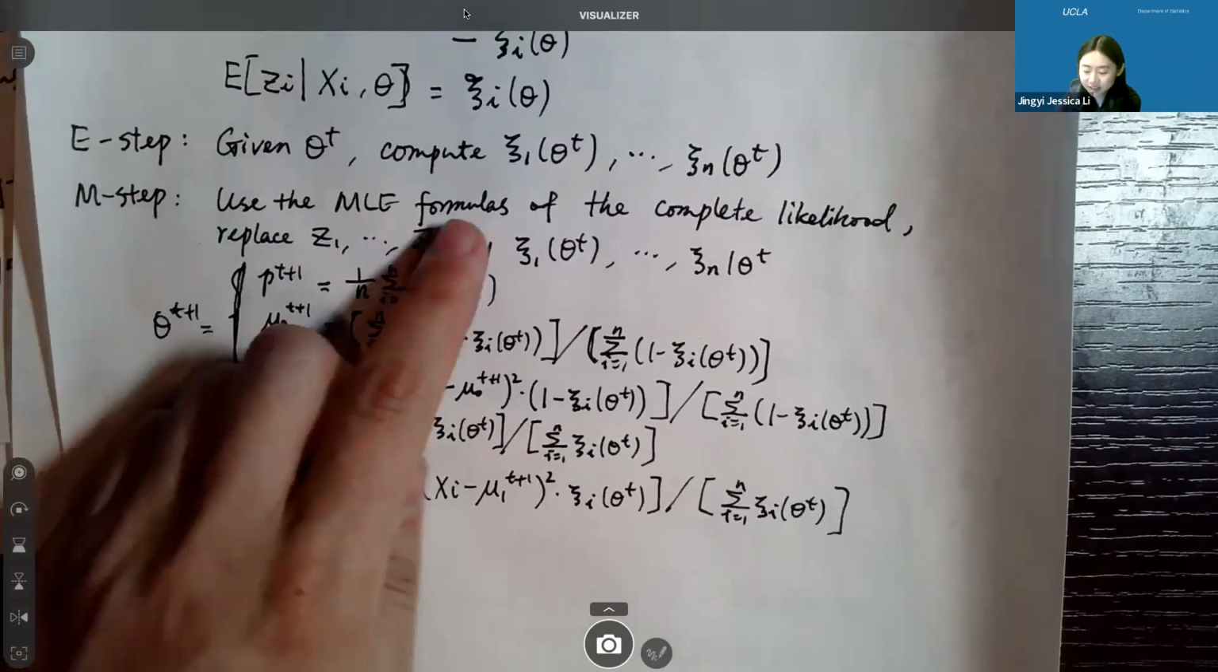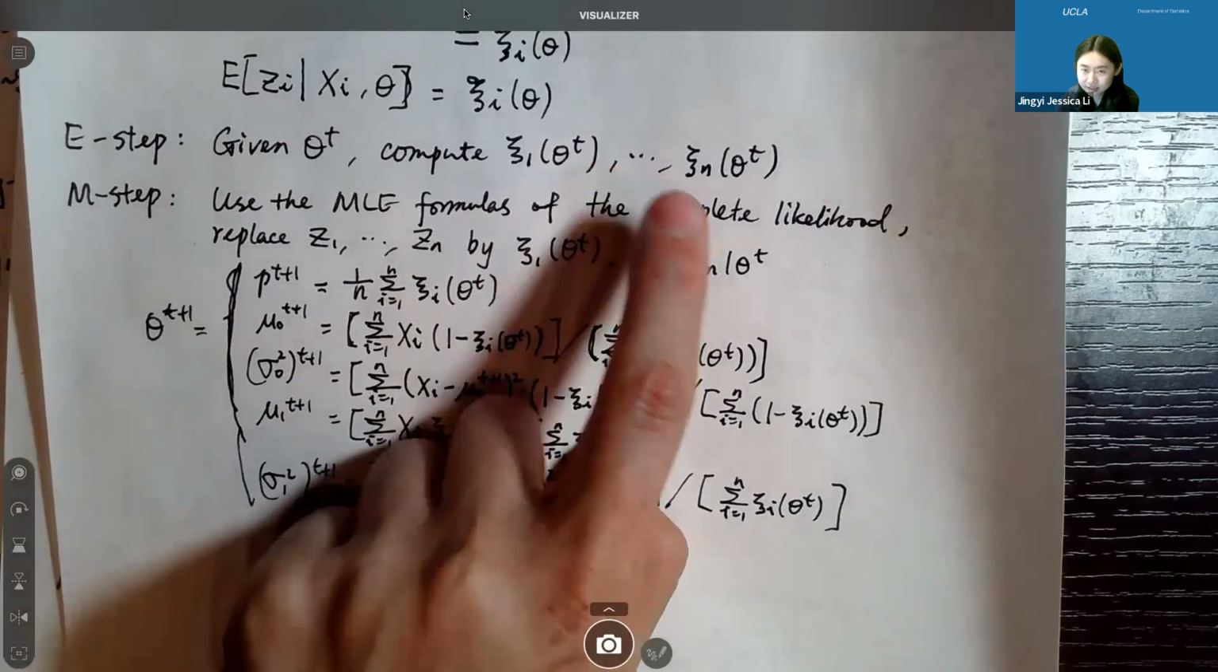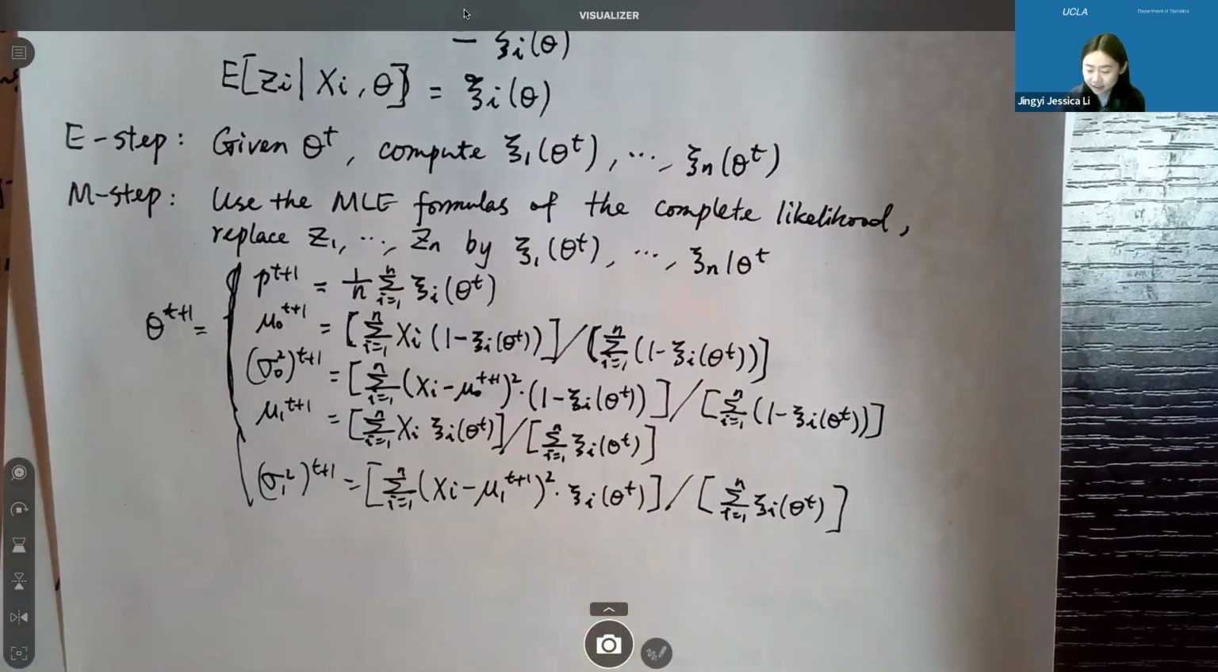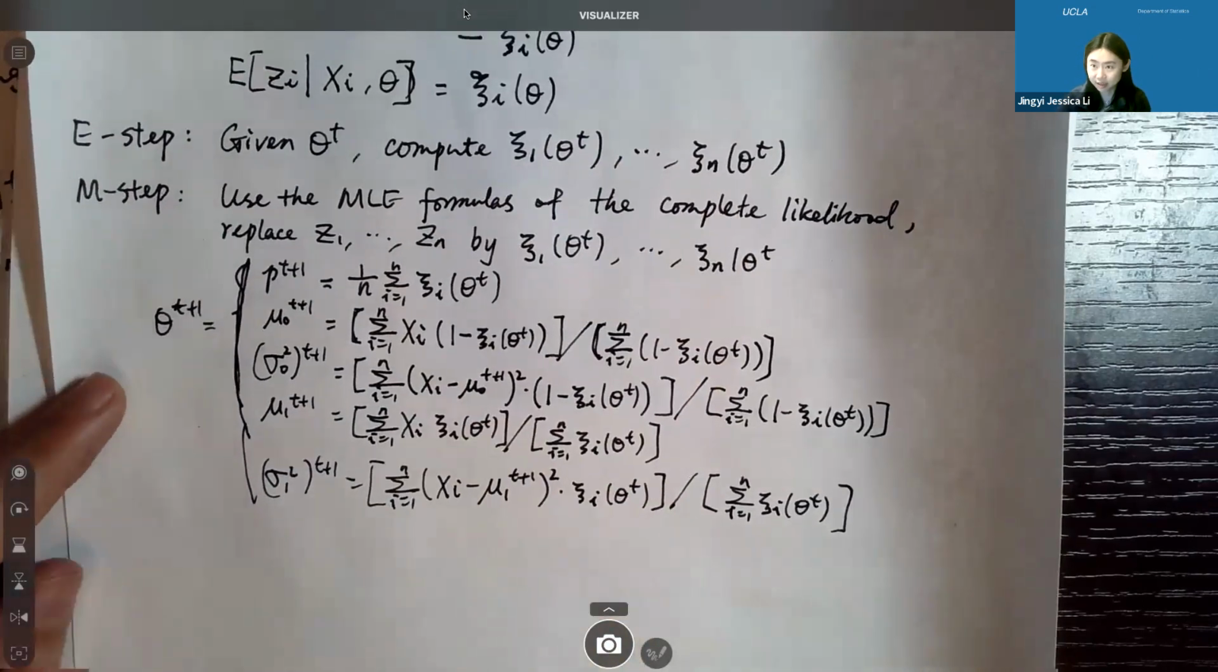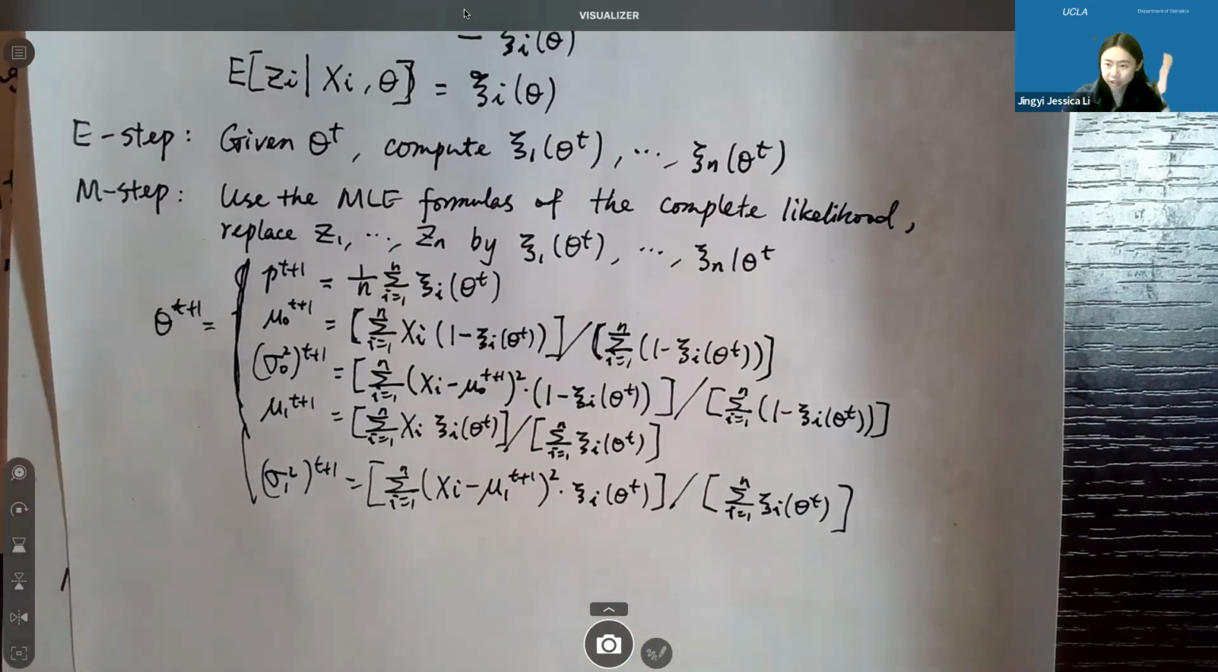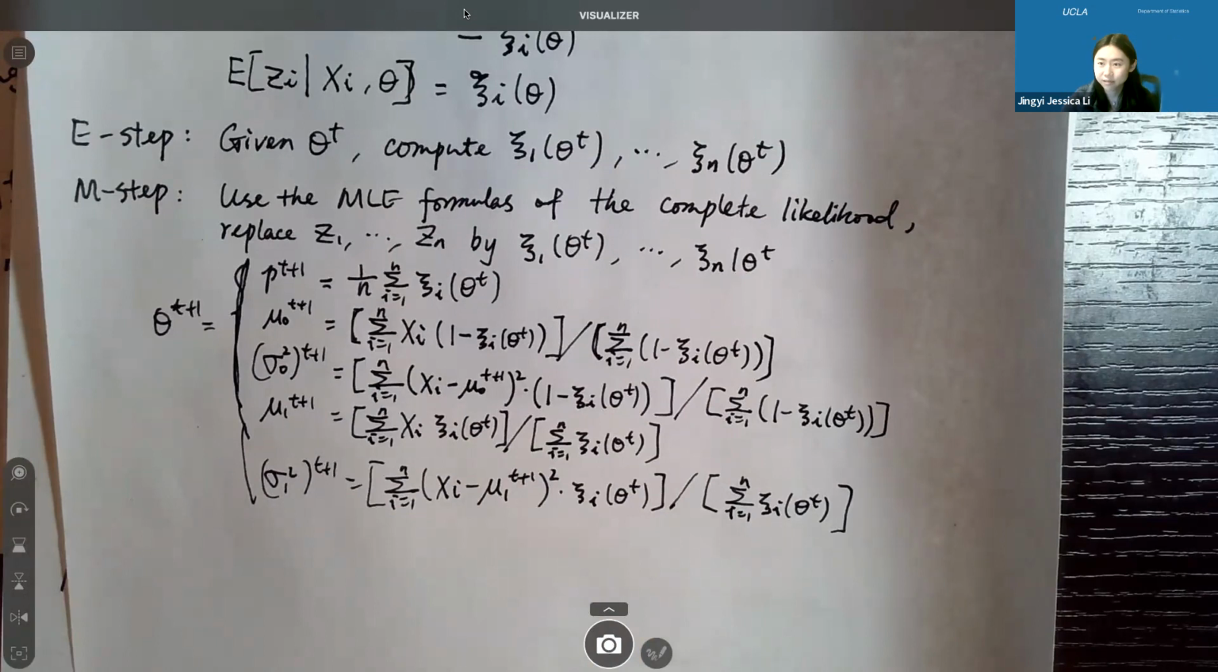Okay. So then with these values, you go back to the E step to compute. Now you're going to have psi 1 theta t plus 1 to psi n theta t plus n. And then in the M step, you're going to get theta t plus 2. And you just iterate these 2 steps until your theta value converges. Okay, so does this make sense to people? How the EM algorithm works?